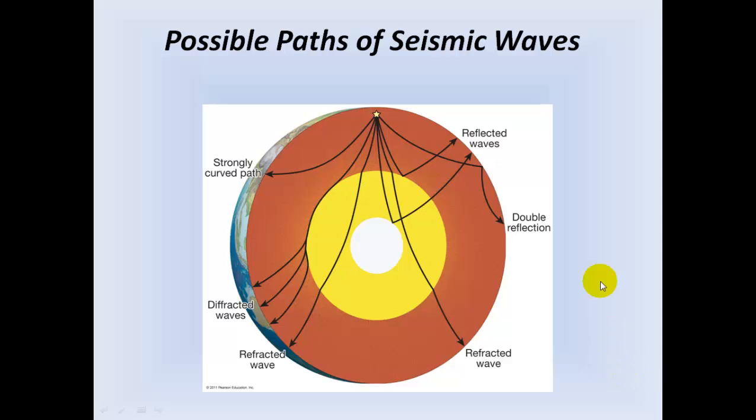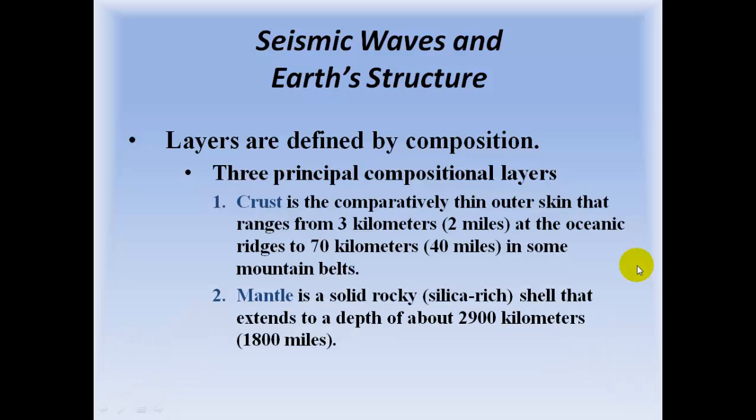So here is just an example of paths of seismic waves, showing our three layers of the Earth based on composition. P waves could take a very strongly curved path. They can go a little deeper and get refracted, or bent, by the outer core, and bent again. They bend and enter the outer core, and then bend again to enter the mantle. They can also go in and bounce off the inner core. So there are different paths seismic waves can take.